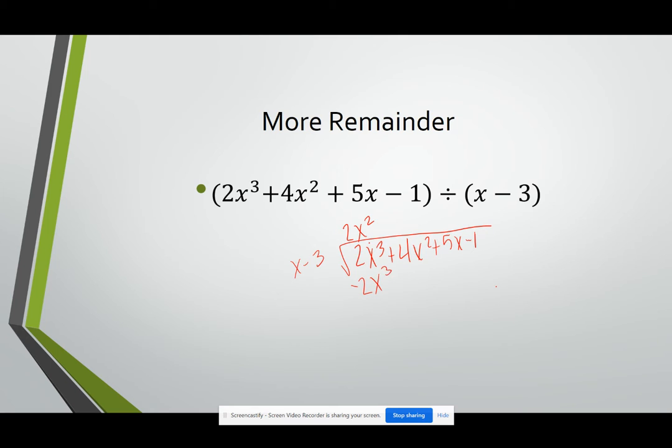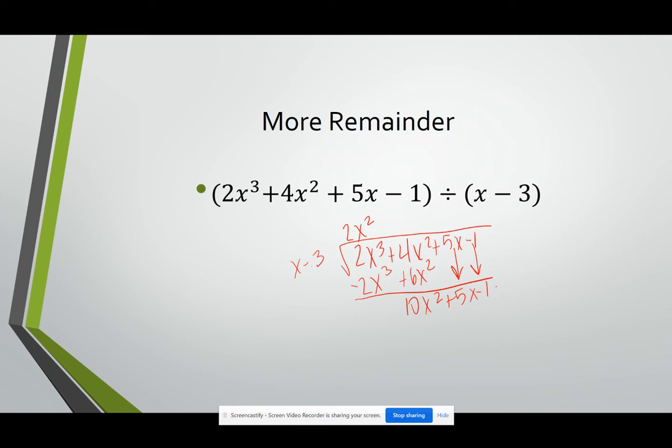Minus 2x to the third plus 6x squared, because we have negative 3 times 2 is negative 6, but we do opposite operations. I'll say that like 20 times on this video. 10x squared plus 5x minus 1. Remember, we always carry down everything else that we have.